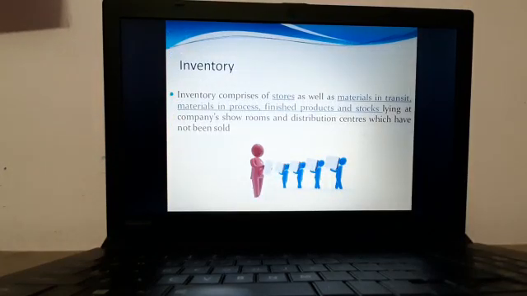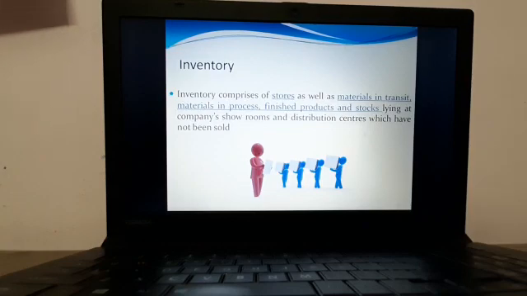When you come across materials management, the major term that we come across is something known as inventory. Inventory comprises stores as well as materials in transit. That means whatever product you are manufacturing, the materials going into it, the materials in the process of manufacturing, and the finished products and stocks lying in the company showroom and distribution centers which have not been sold.